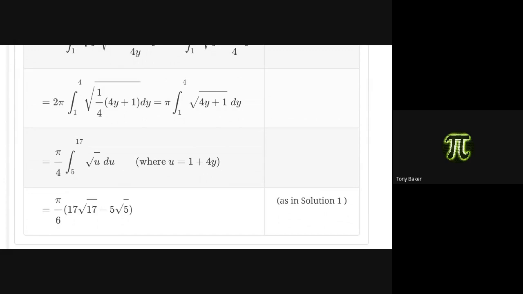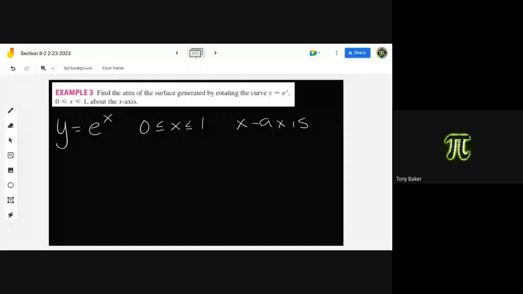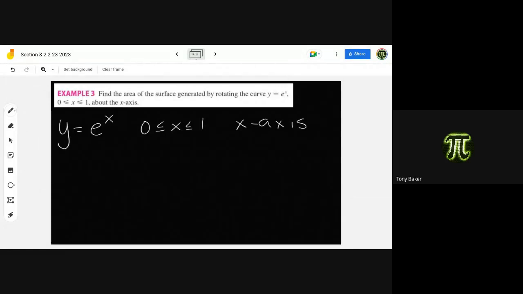All right. So I'll write the equation and you guys are going to set it up. Oh, I forgot to switch over to the tab. There you go. So y equals e to the x. We're going from 0 to 1, and we're rotating around the x-axis. So set me up my equation, or my integral.